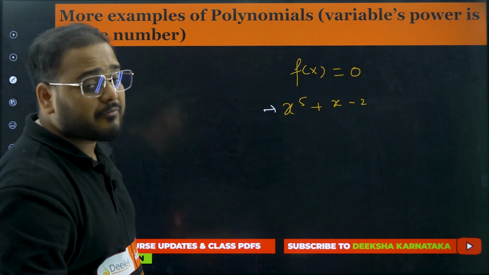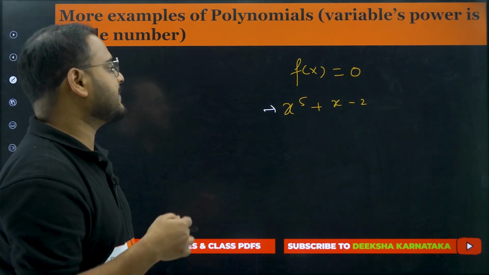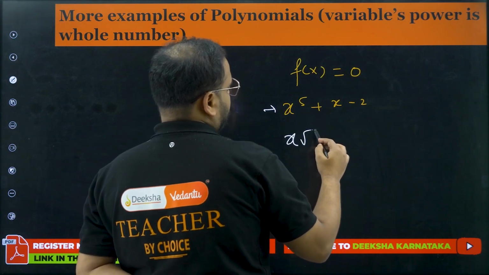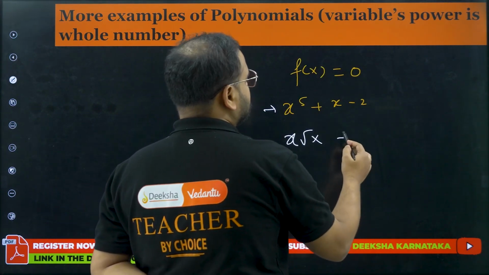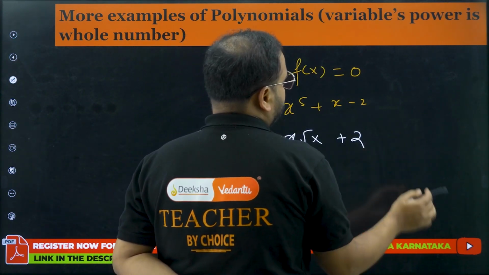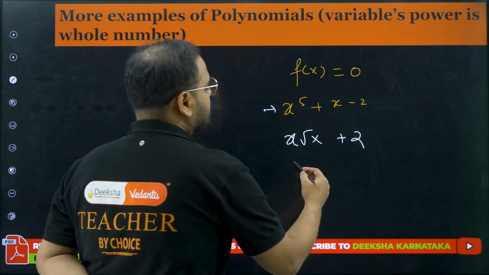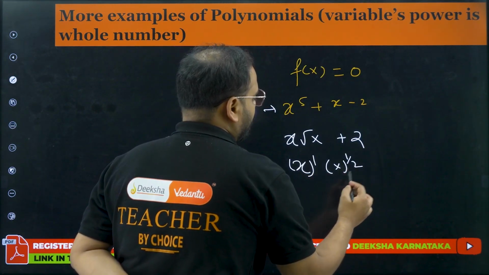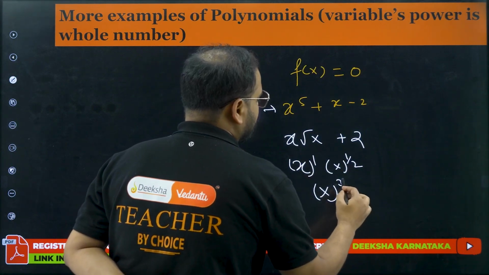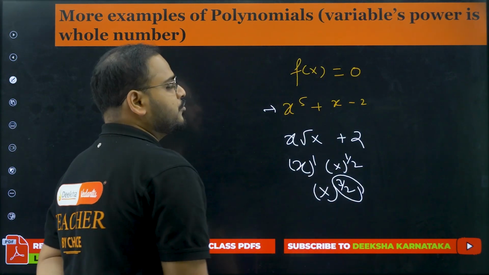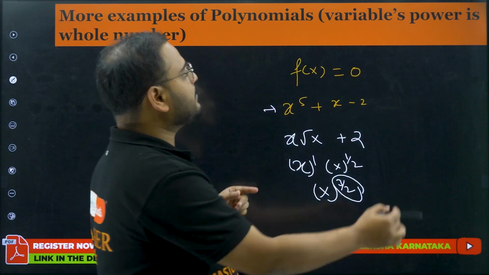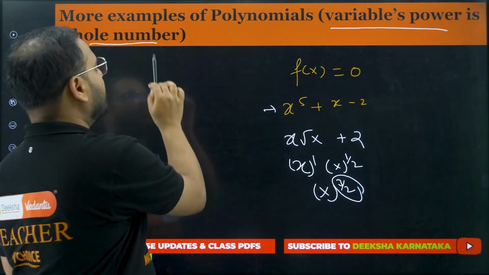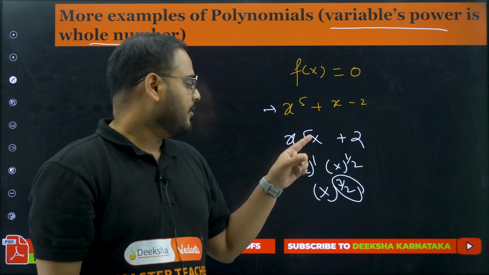Next, when can we say that the given expression is not a polynomial? I can write like this: x root x plus 2. What's the degree over here, bacha? Please check. x power 1 times x power 1 by 2. What is this going to be? x power 3 by 2. So what is the power over here? 3 by 2. So understand this, the variable's power always has to be what? A whole number. You can't have a fraction for that.